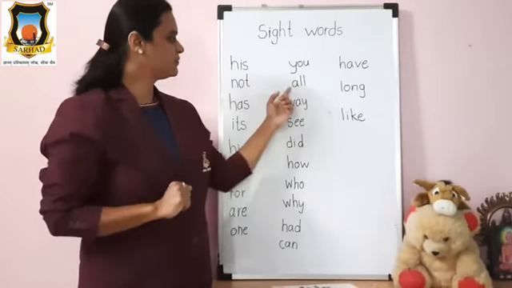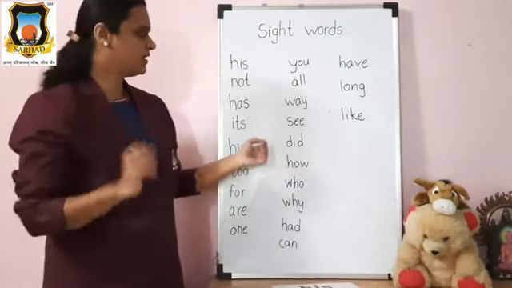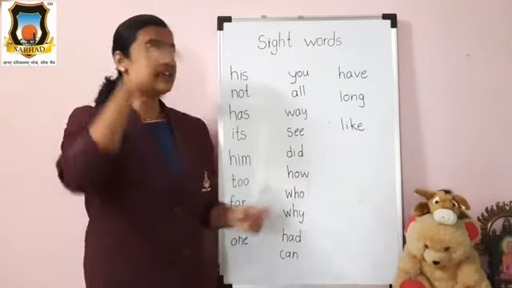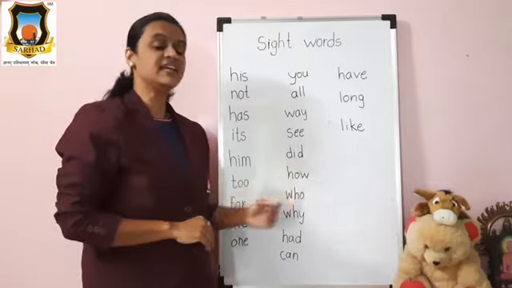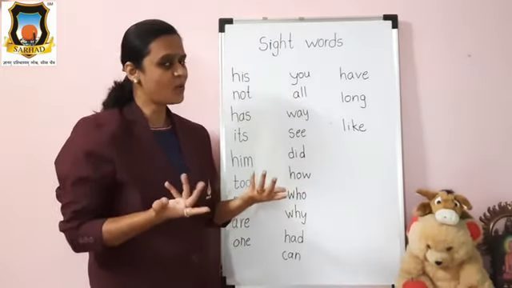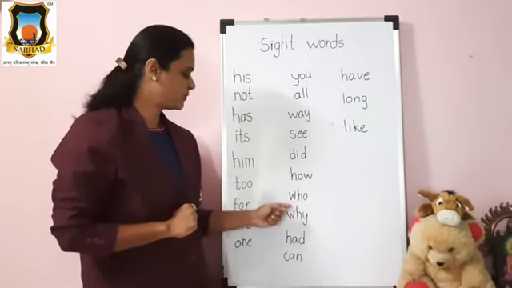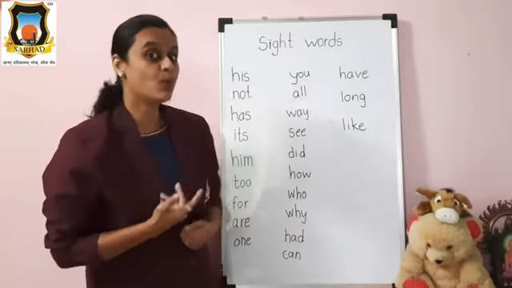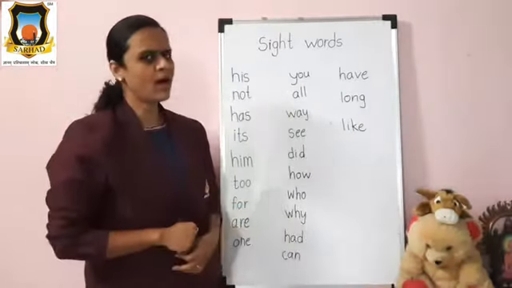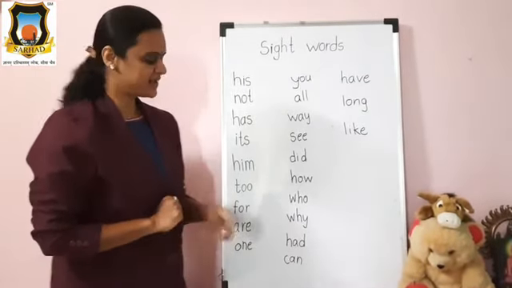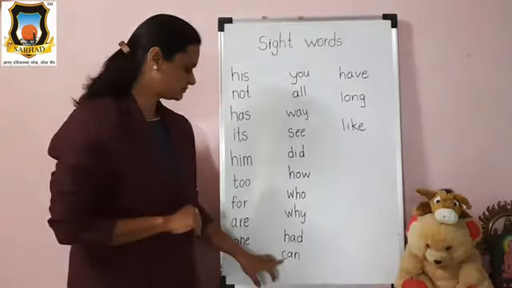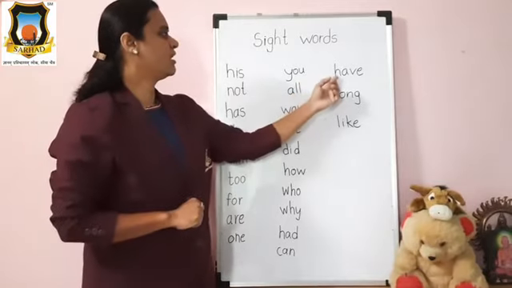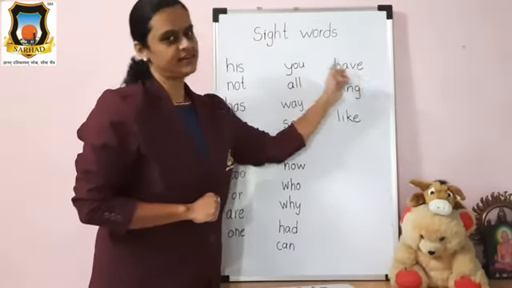Y-O-U, you. A-L-L, all. W-A-Y, way. S-E-E, see. D-I-D, did. H-O-W, how. W-H-O, who. W-H-Y, why. H-A-D, had. C-A-N, can. Now here, one, two, three, four-letter sight word.